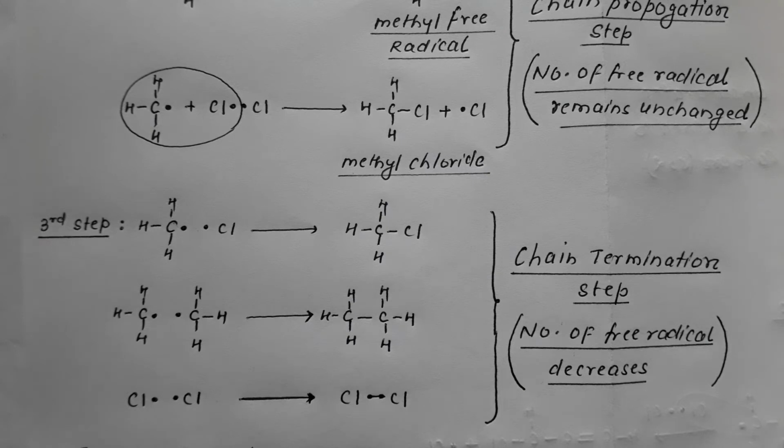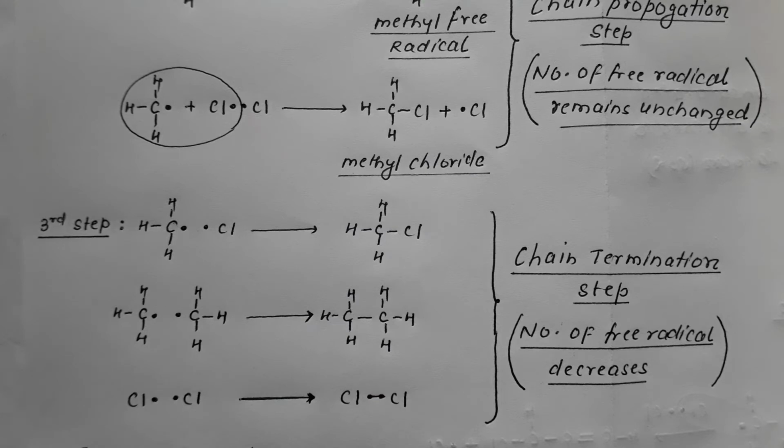So halogenation of alkane is a 3-step process. The first step is called the chain initiation step, the step where the number of free radicals increases. The second step is called the chain propagation step, where the number of free radicals remains unchanged. And the third step is the chain termination step, where the number of free radicals decreases.